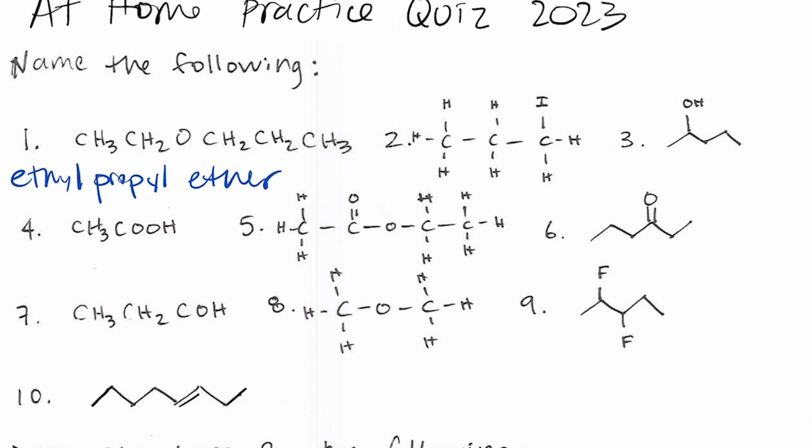Second one has three carbons, but you'll notice it has the I right there. So the I is going to be a halide, and you're going to say that it's on the first carbon. So we say 1-iodo, that's the prefix for iodine, and then how many carbons it has, propane.